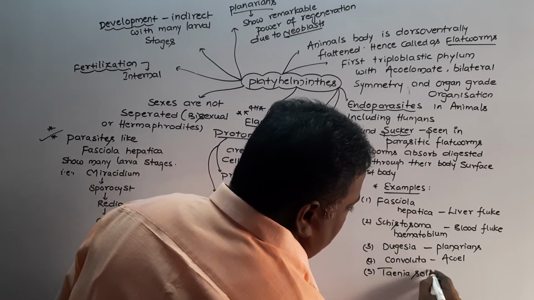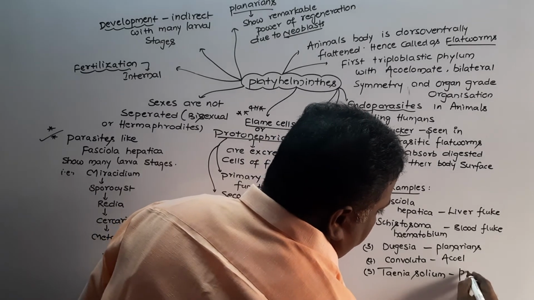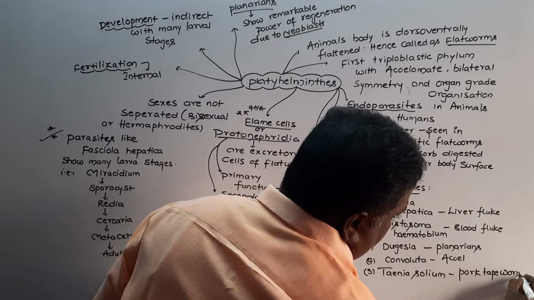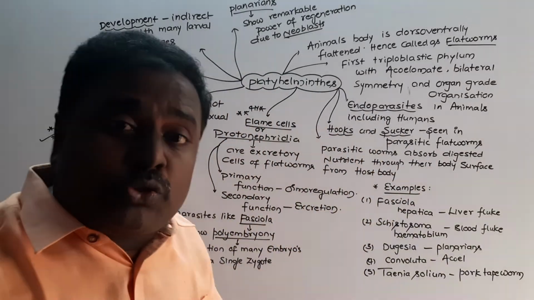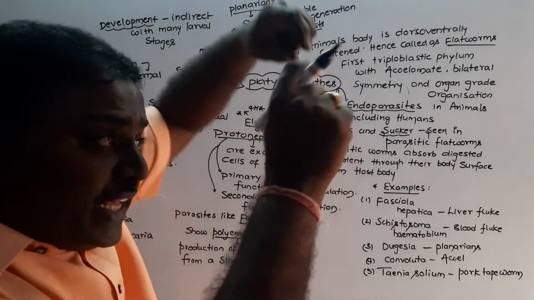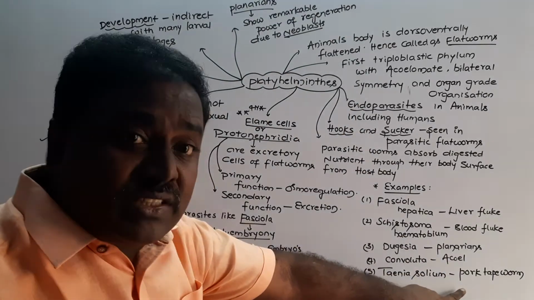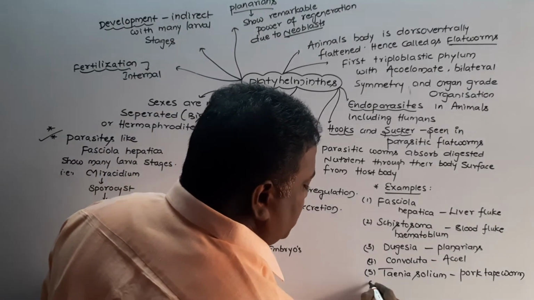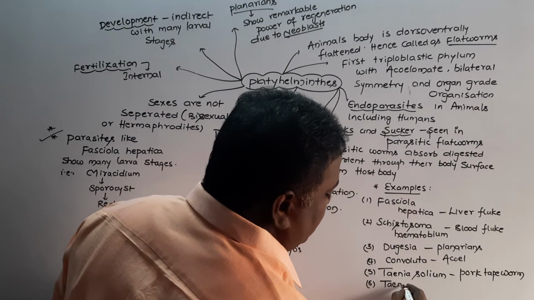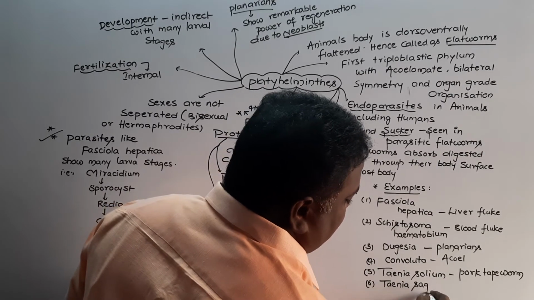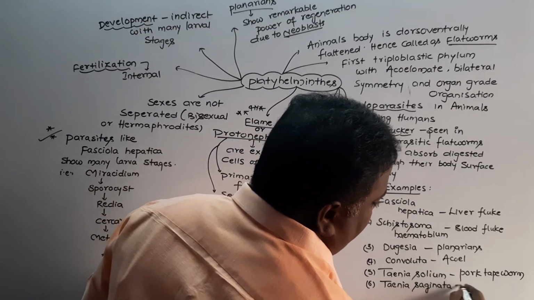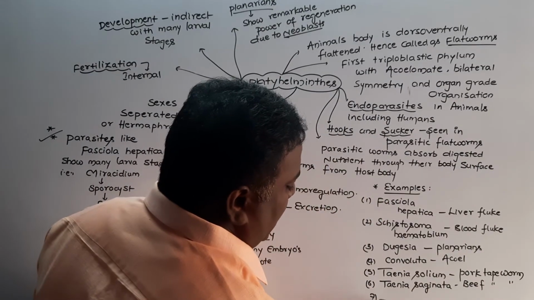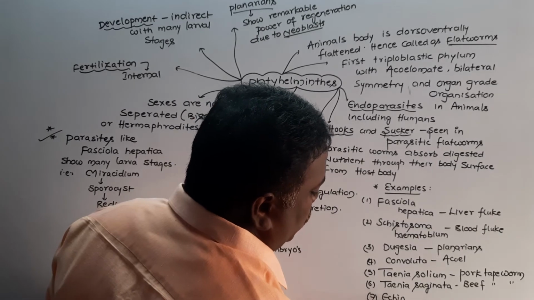And one more, Taenia solium. Taenia solium is called pork tapeworm, as its body appears like a tape, which may be 3 to 5 meters long. It is obtained in pork, so we call this pork tapeworm. And Taenia saginata, which is found in beef, and we call that beef tapeworm. And Echinococcus granulosus.